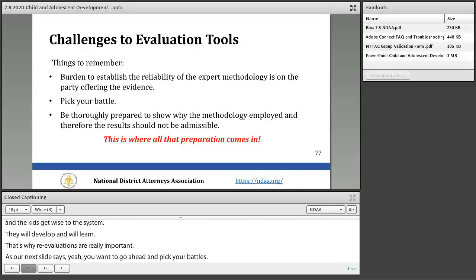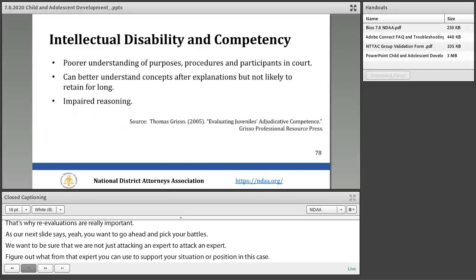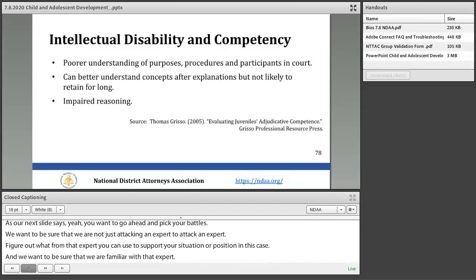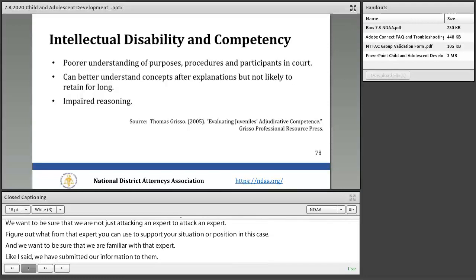As our next slide says, you want to go ahead and pick your battles. We want to be sure that we're not just attacking an expert to attack the expert. Figure out what from that expert you can use to support your situation or your position in the case. And we want to be sure that we're familiar with that expert. And like I said, we have submitted our information to them.